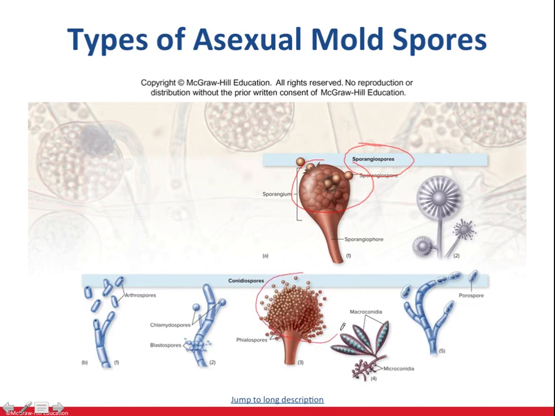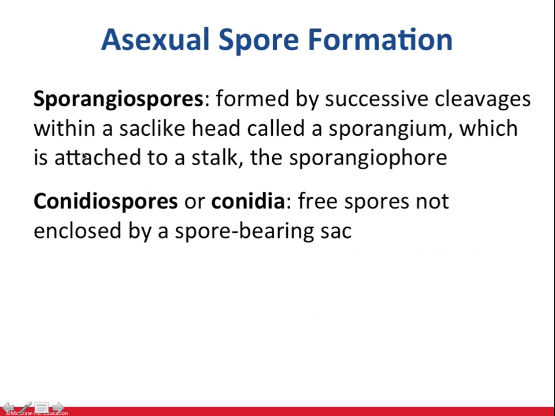Another fashion is conidiospore, which doesn't have the spore sac. Okay, so all the spores can be generated and bump out to the air or the water. Okay, so the sporangial spores, okay, form by successive cleavage within a sac, okay, a sac called the sporangium. So the conidial spore doesn't have the spore sac.